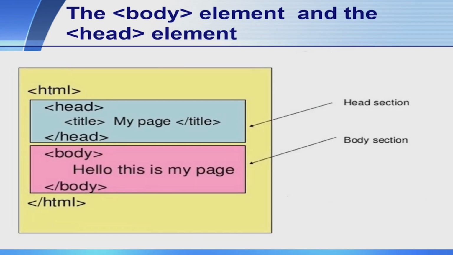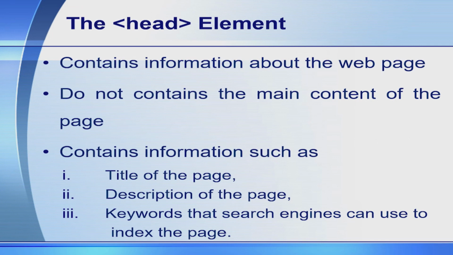The HTML document consists of two important sections, namely the head section and the body section. The head section is enclosed in a head element and the body section is enclosed in the body element. The head element contains information about the web page. It does not contain the main content of the page.